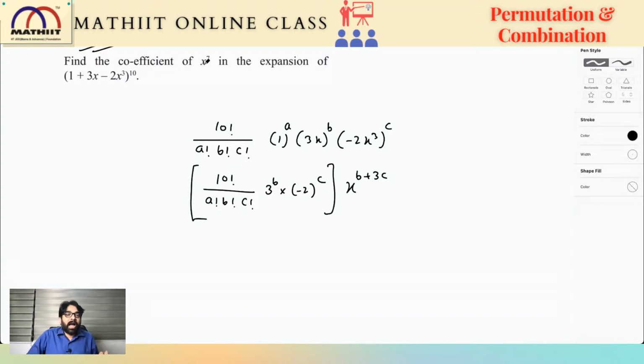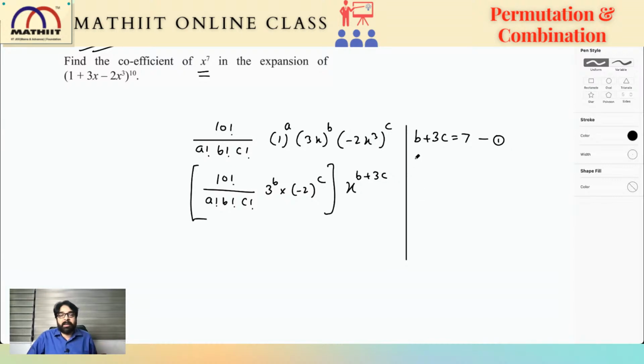Now I want that term which has x power 7. That means b plus 3c must be equal to 7. This is the first condition. My target is to find the a, b, c values so that I can put them here and get the answer. b plus 3c has to be 7 according to the question, because we have to find the x power 7 coefficient.